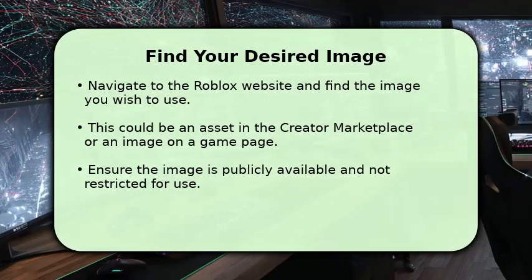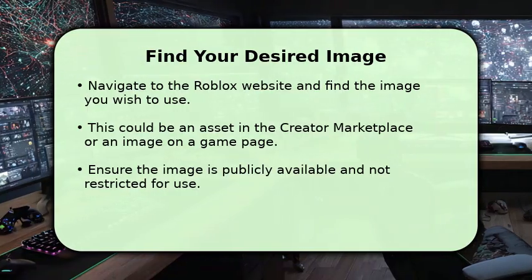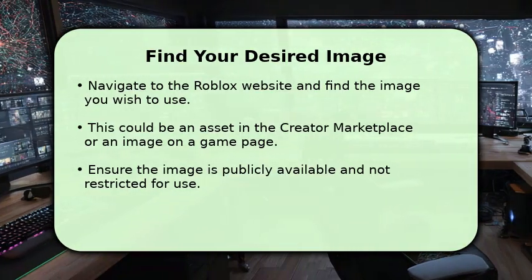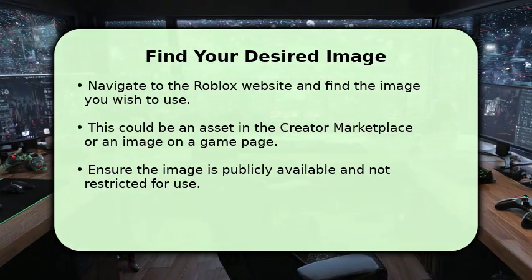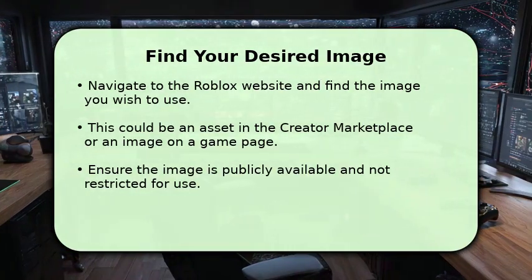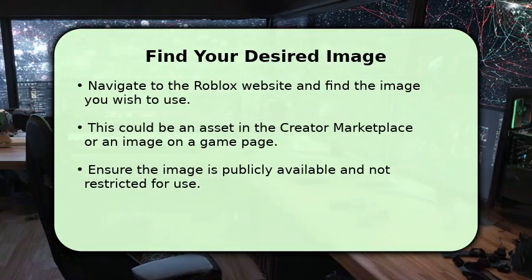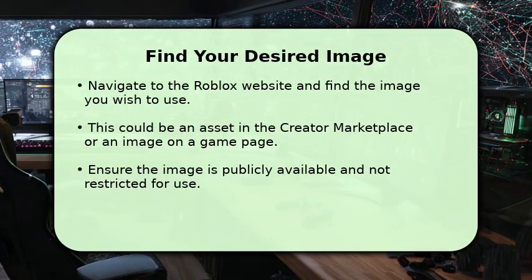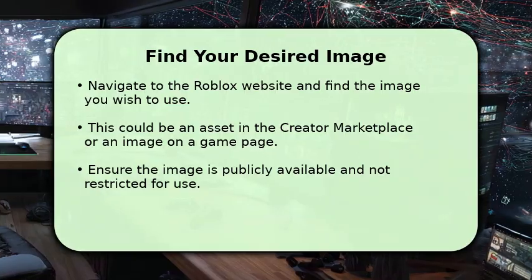The first step is to locate the image you want to use directly on the Roblox platform. This could be a decal, a texture, or any visual asset found within the Creator Marketplace or on a specific game's page. Make sure the image is publicly accessible and not a private asset, as you will need to interact with its web presence to extract its unique identifier. Take your time to find the perfect visual.